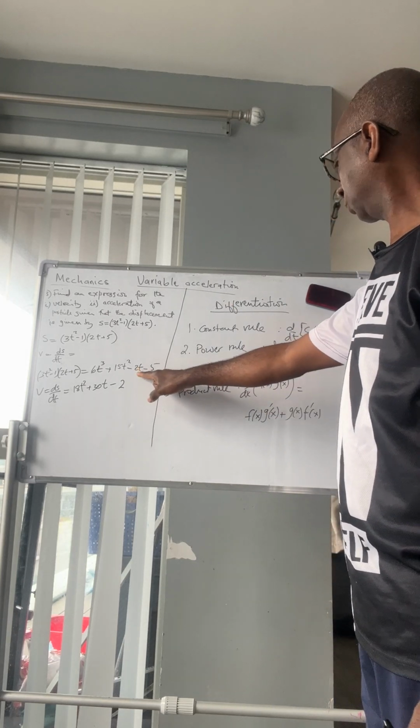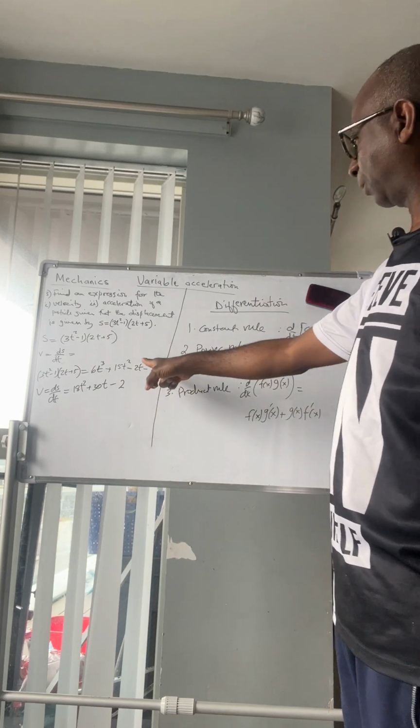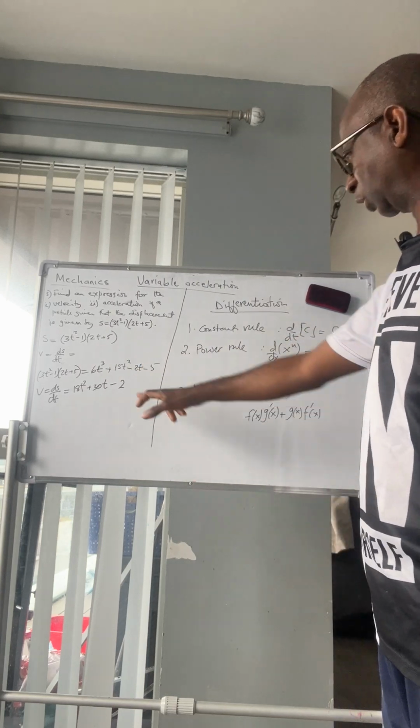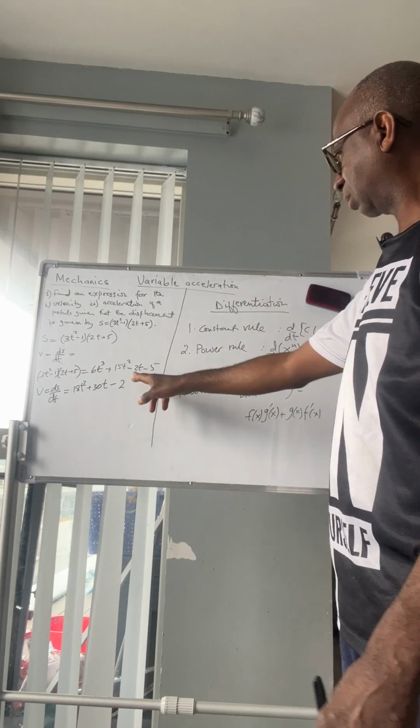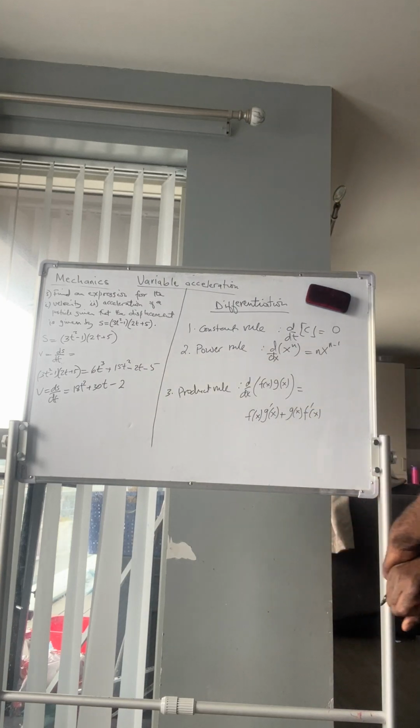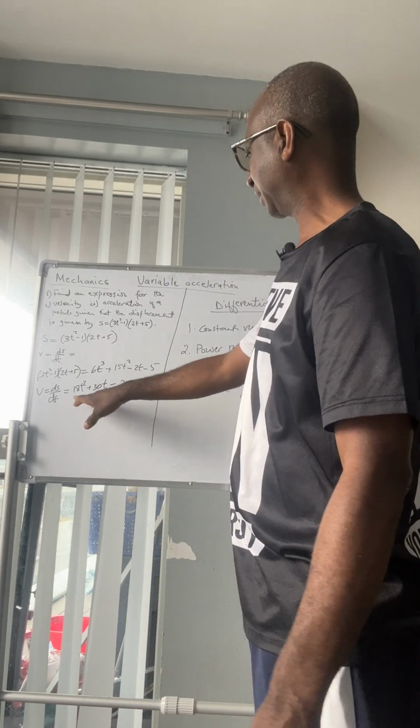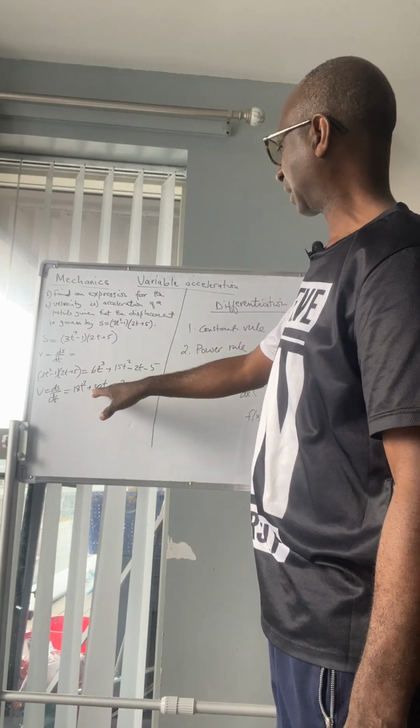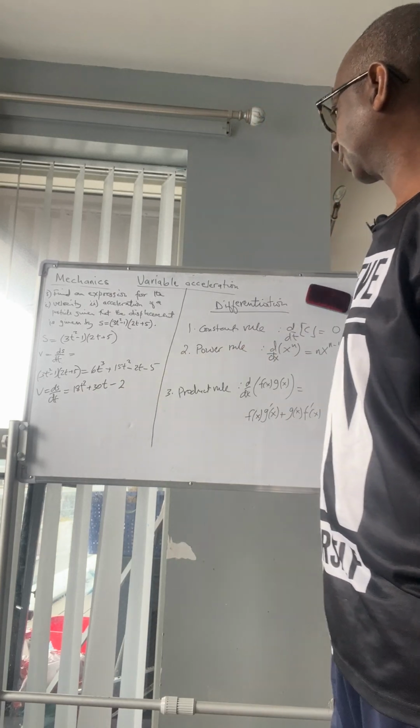Here we are differentiating using the power rule. The power here is 1, so you just get the constant before the variable. So this is what you get: 18t squared plus 30t minus 2.